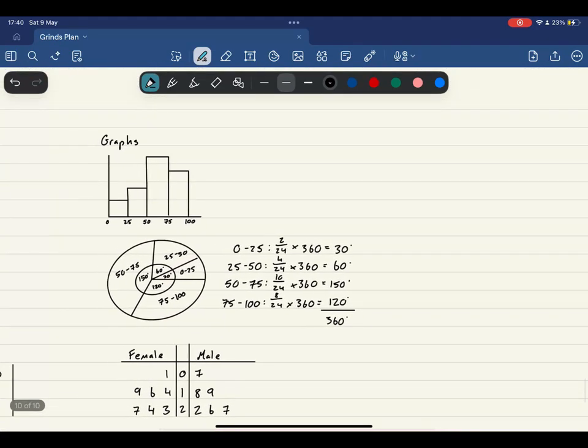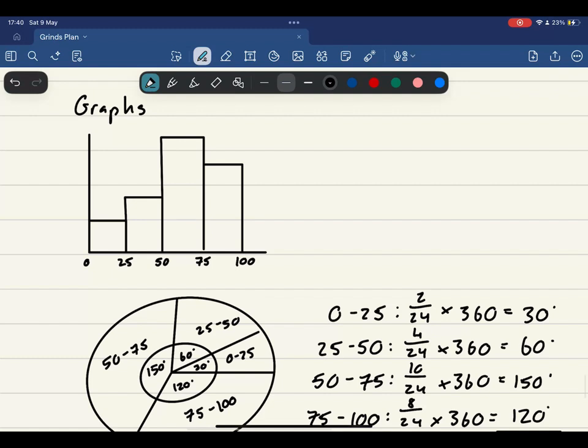Moving on to our graphs, we have a histogram. The important thing about a histogram is that all the bars are touching. There's no gap. And this is handy because of mid-interval values, you're able to line them out like that.